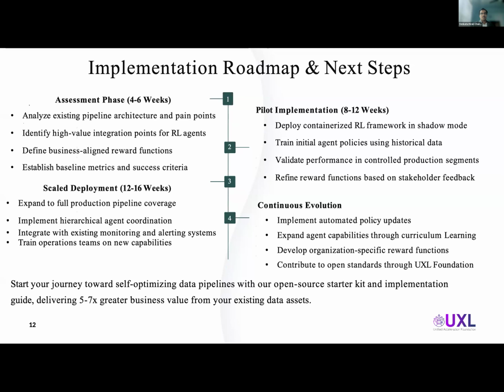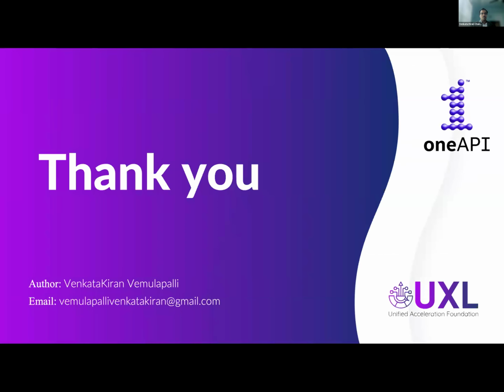Continuous evolution means automated updates, curriculum learning for agents, and contributing improvements back to open standards. We are also releasing an open-source starter kit and guide, which makes it easier to begin experimenting. In conclusion, enterprise LLM pipelines are hitting scalability and cost ceilings, whereas reinforcement learning provides a scalable, intelligent way forward, delivering measurable throughput, efficiency, and ROI improvements. By layering reinforcement learning intelligence over existing infrastructure and embedding compliance-first telemetry, we can build pipelines that are not just faster and cheaper, but also self-optimizing, adaptive, and trustworthy.